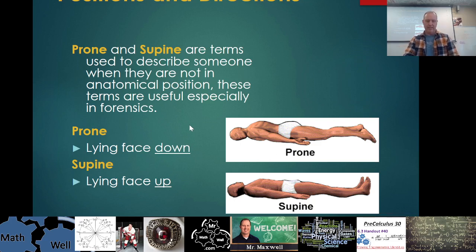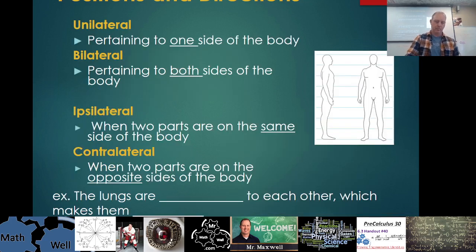Okay, prone, face down; supine, face up. All right, unilateral versus bilateral, and ipsilateral versus contralateral. So unilateral, pertaining to one side of the body, uni is one, right? Bilateral, pertaining to both sides of the body. Bi is two, bilateral. Lateral, sides. One side, two sides.